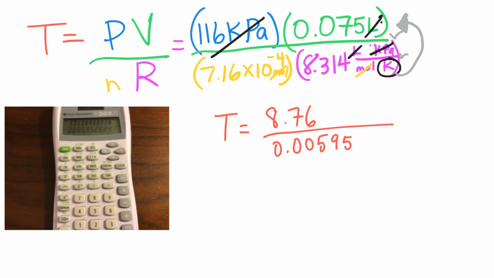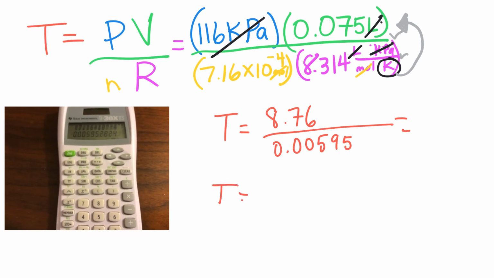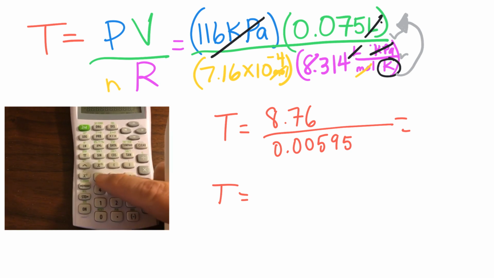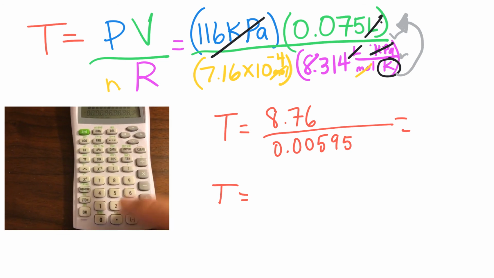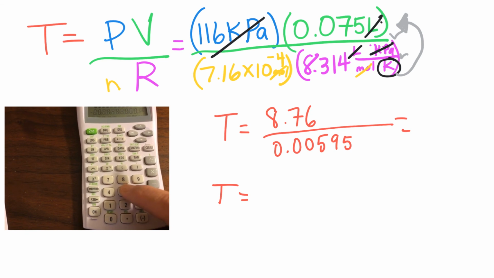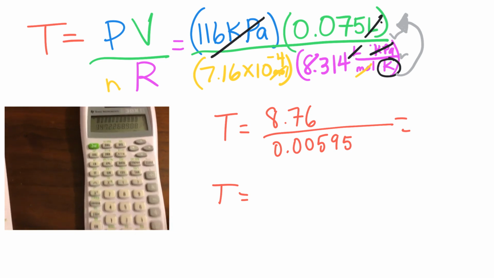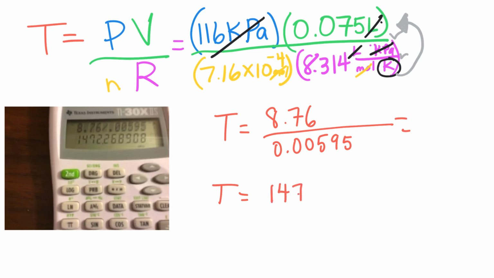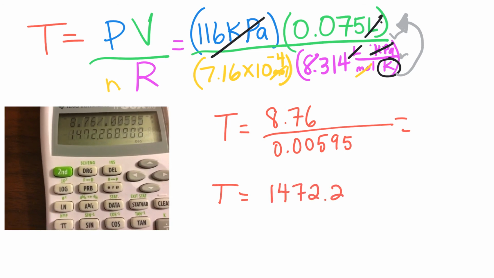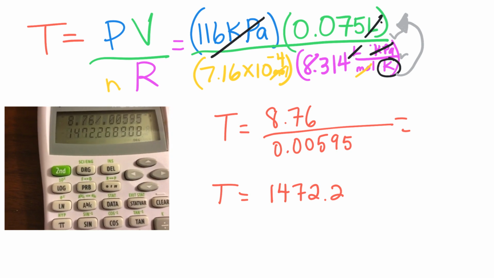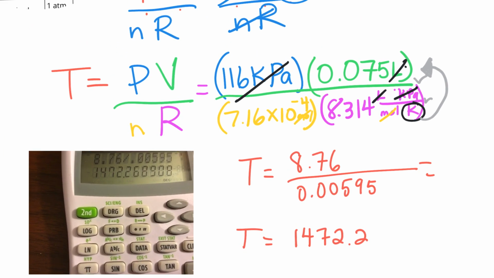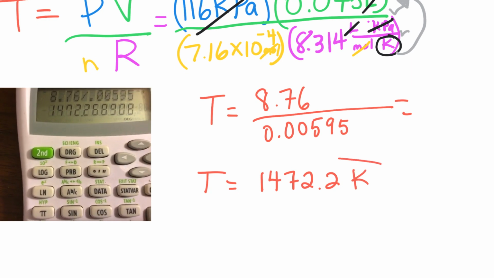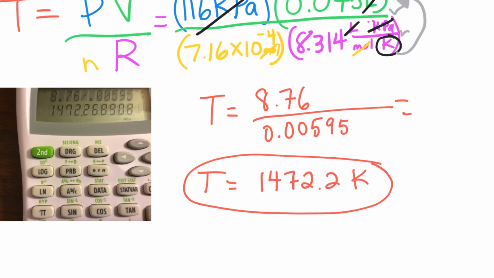All right, so now I'm going to divide these two numbers. I'll go back and clear out my numbers. And I'm going to put in 8.76 divided by 0.00595. Enter. And my answer is 1,472.2. And remember our units up here. Yep, our units ended up being Kelvin. And capital K. And that's our final answer.